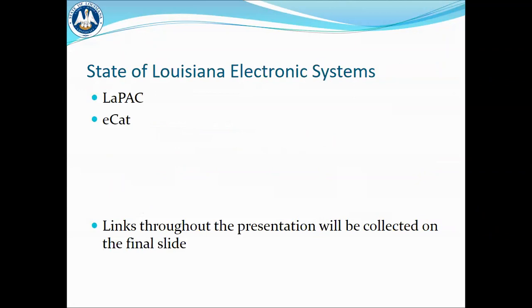Okay. We have two main electronic systems that our vendor community utilizes. Lepak is for registering, updating information, and finding current bid opportunities. Ecat is for viewing current contract information. We will go over each of these in more detail. Links throughout the presentation will be collected on the final slide, so you don't have to worry about writing all of this down.